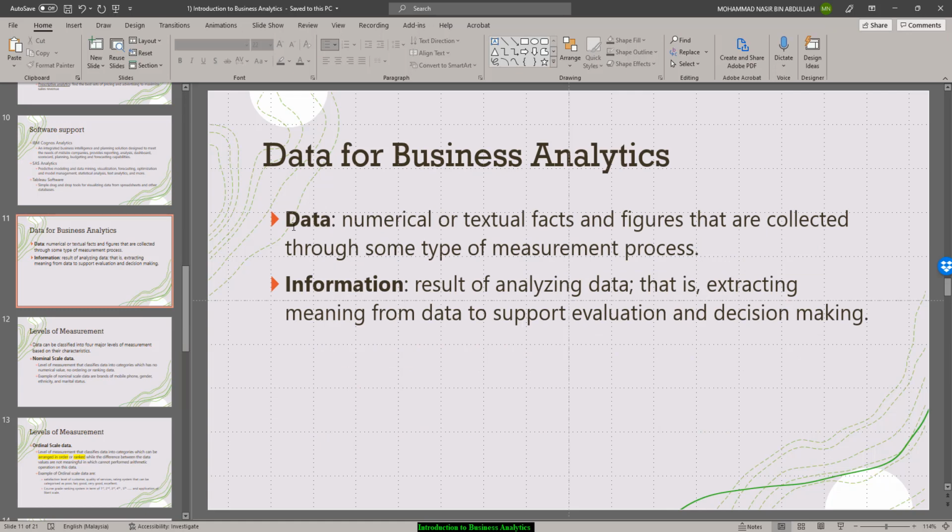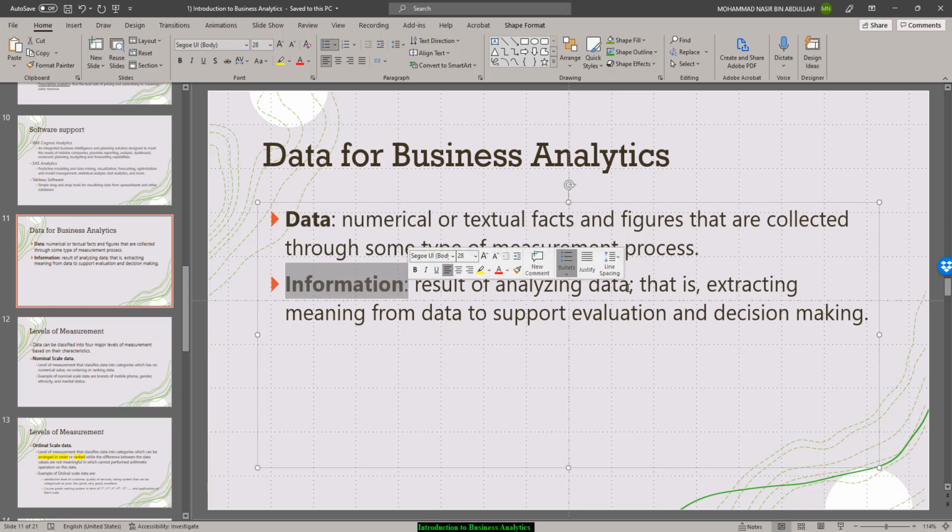So data for business analytics involves two parts. First is numerical data or textual data. This is what we call data: figures that are collected through some type of measurement process. Right. Second, information: the result from analyzing data. So this information is what we get from the end product of data analysis.